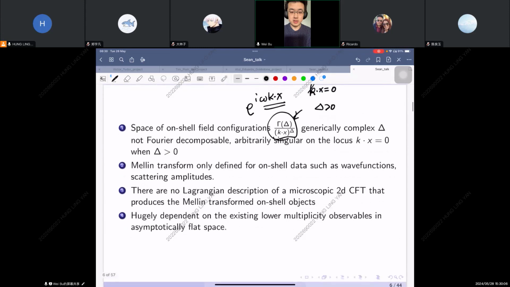I see. Yeah, but like I said, there's not been a Lagrangian description for a 2D CFT that actually generates this class of conformal correlators. I see. Thank you. That's helpful. Thanks.